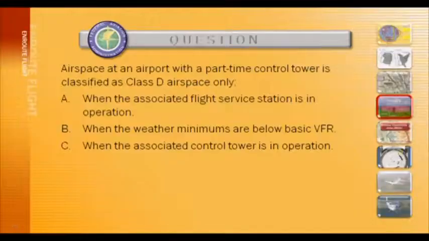Back for another FAA test question on airspace. This one: airspace at an airport with a part-time control tower is classified as Class D airspace only. A, B, or C?